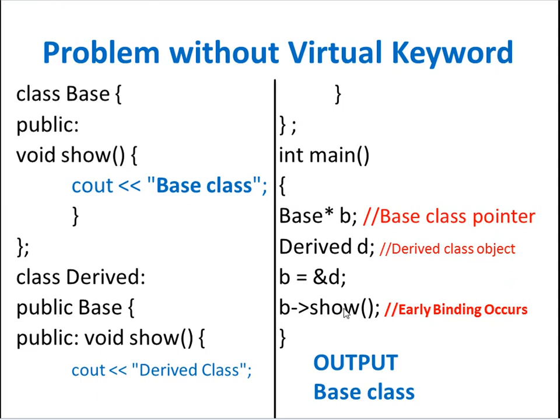But in this case, what will happen? Actually, since your pointer is pointing to the derived class object, it is expected to execute the derived class function, but still the program executes the base class function. This is a problem. How do we solve this problem? We have to add the virtual keyword in front of the base class function.